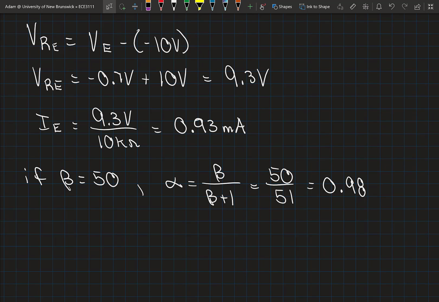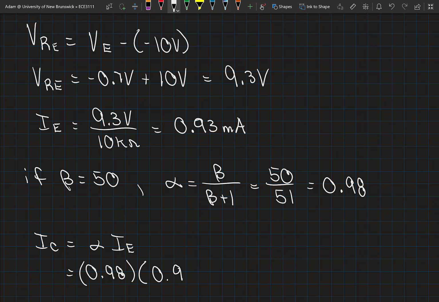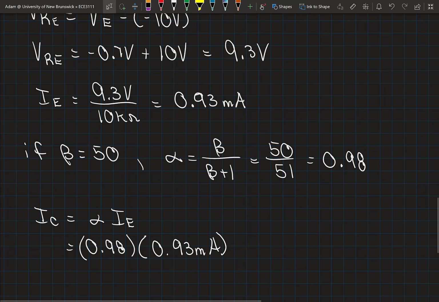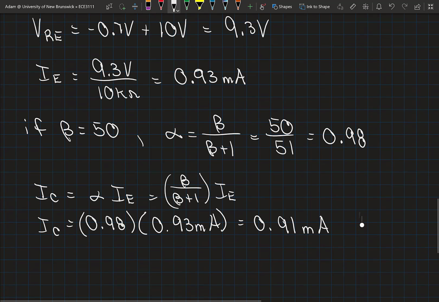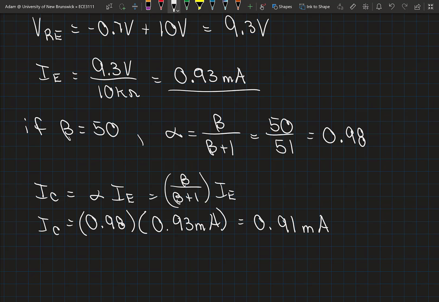I know that my relationship between collector current and emitter current is alpha times IE, so 0.98 times an emitter current of 0.93 milliamps gives me a collector current of 0.91 milliamps, and we said that the collector current should be slightly lower than the emitter current. We could have done this with beta directly, of course, as well. We could have said that the collector current is equal to beta over beta plus 1 times IE as well. So we have the emitter current, we have the collector current.